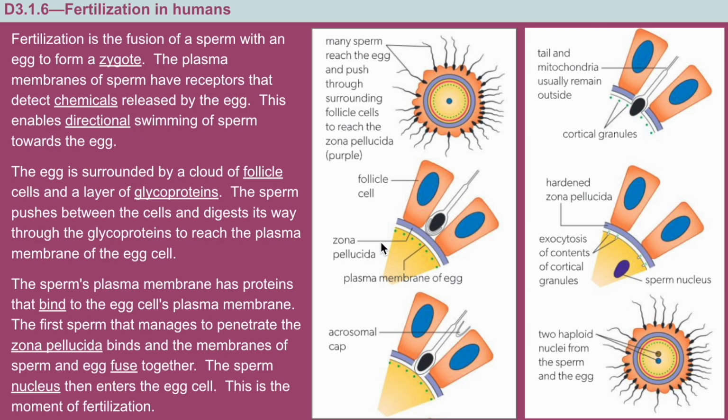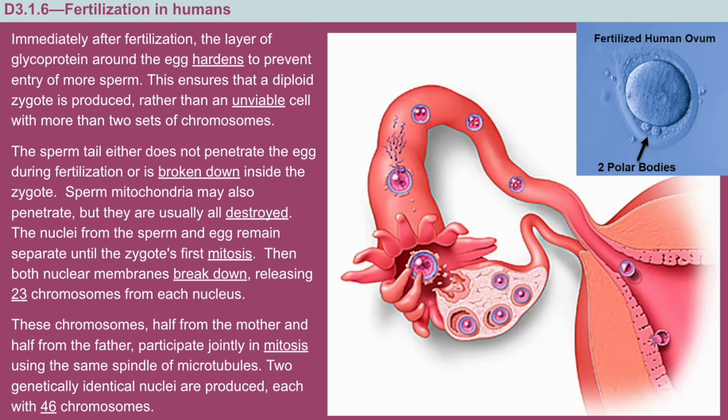Now we're going to see today that the egg is surrounded by a cloud of follicle cells here in orange. There is also a layer of glycoproteins called the zona pellucida here in this purpley blue color. The sperm has to push its way between that cloud of follicle cells and then make its way through the zona pellucida in order for fertilization to occur. Once it gets through the zona pellucida by digesting those glycoproteins that made it up, using enzymes that are in this acrosome, which we'll see again in the future, we're going to see that it's able to bind to the plasma membrane of the egg cell, fuse together, and this is the moment of fertilization.